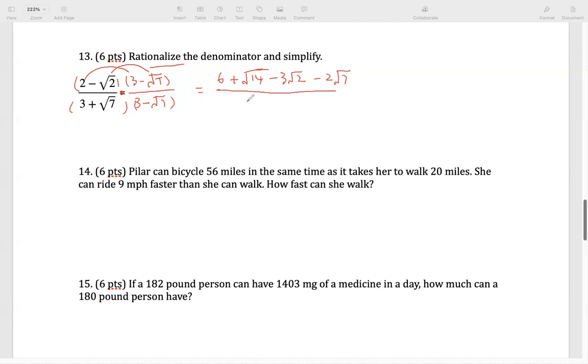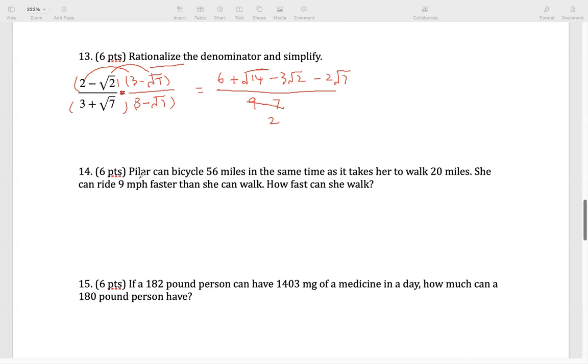The denominator will have the first one squared, 3 squared, which is 9, minus the second one squared, root 7 squared is 7. So this becomes a 2. So that's it. And those 4 terms in the numerator cannot be combined. They are not like radicals. So we're done.